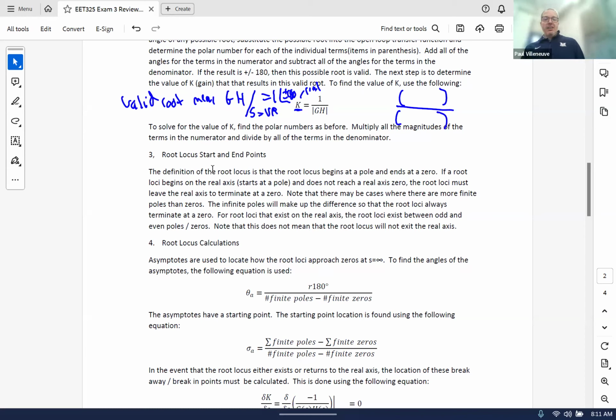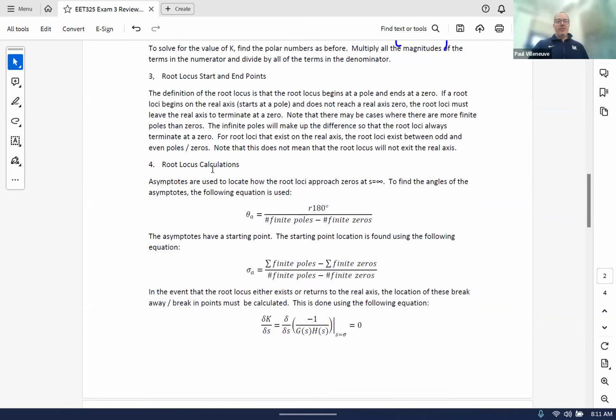So I need to calculate the angles of the asymptotes because I need to know how that root locus approaches it. Here's the equation here. And then the starting point for that, the angles of the asymptotes, I need to calculate that starting point. So that's my sigma sub n. If I have poles that are leaving the real axis, or roots that are leaving the real axis, then I've got to go ahead and calculate the breakaway points.